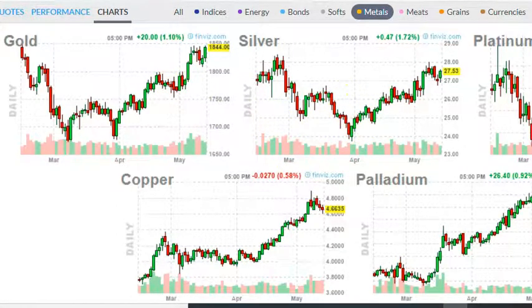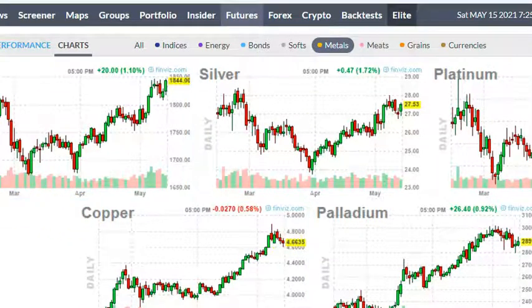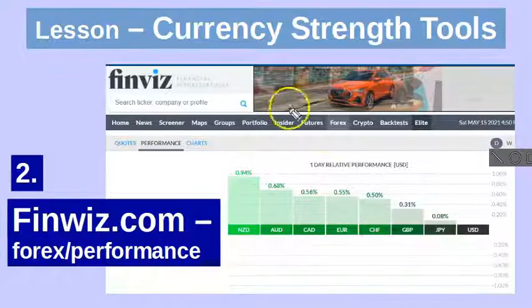Okay, that I want to show you. We're going to come to that in just a moment. There's one more thing I want to show you that's very important while you're on the finwiz.com website. When you're on the FinWiz website, the second thing that you should do, and this gives you the 1-day relative performance for each currency, okay?